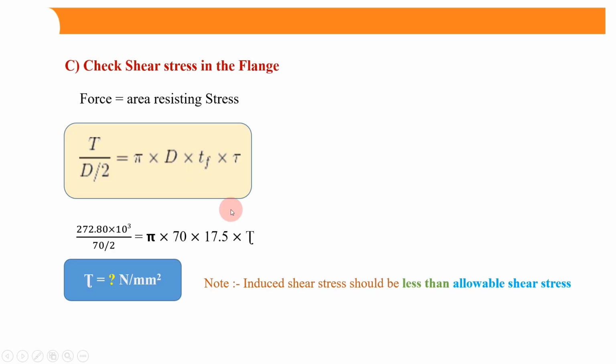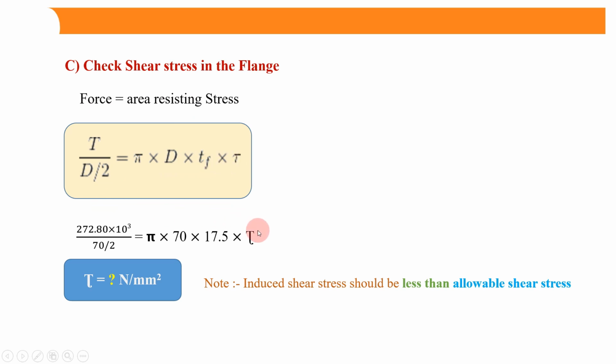Next is step number 3C, check shear stress in the flange. Now the flange is made of cast iron. Keep this in your mind, because they have put this condition in the numerical. So force is equal to area resisting stress, therefore T upon D by 2 is equal to pi into D into tf into tau.